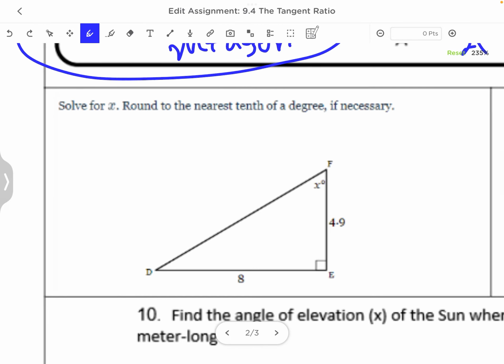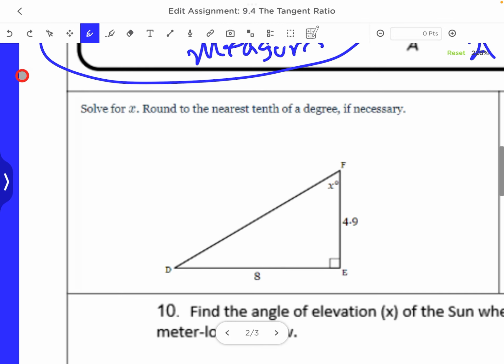All right, so let's take a look. Let's see over here, it wants to find x. So x is now this angle that we want to find. Let's label our sides.